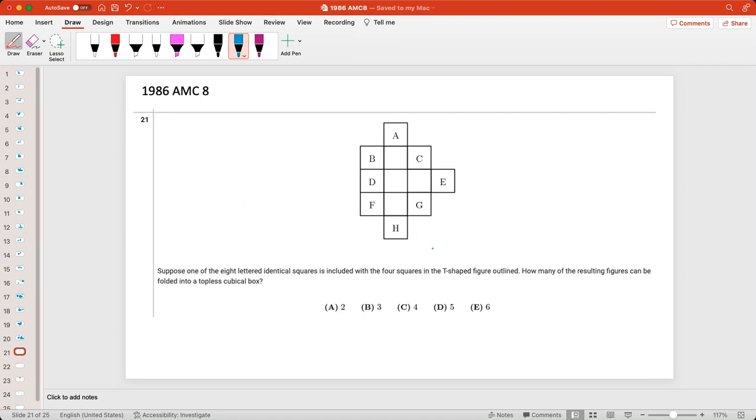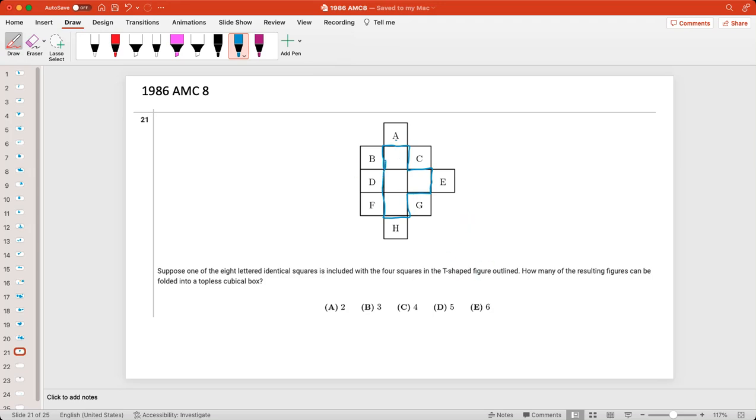So we are going to tackle 1986 AMC8. Suppose one of the 8 lettered identical squares, A to H, is included with the 4 squares in the T-shaped figure outlined. So which is the T-shaped figure here? You see this. This is the T-shaped figure.